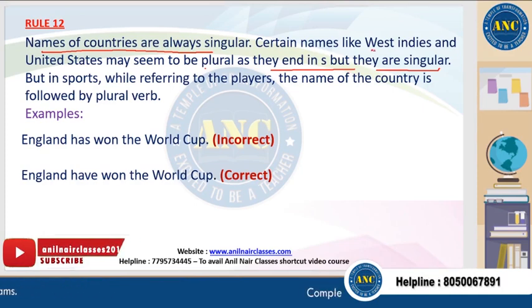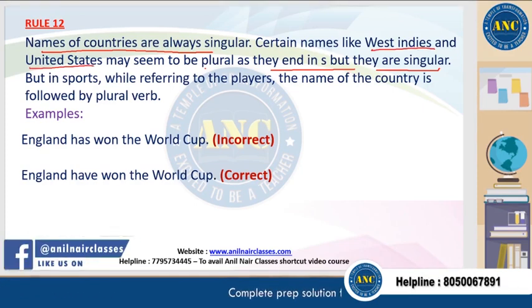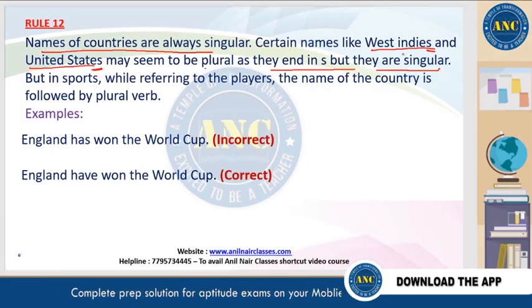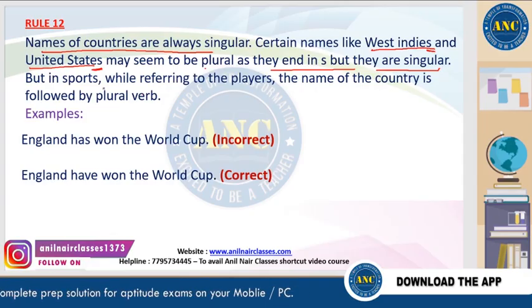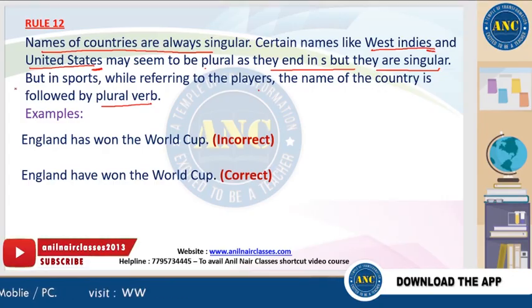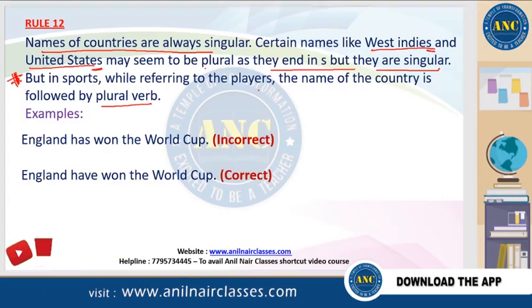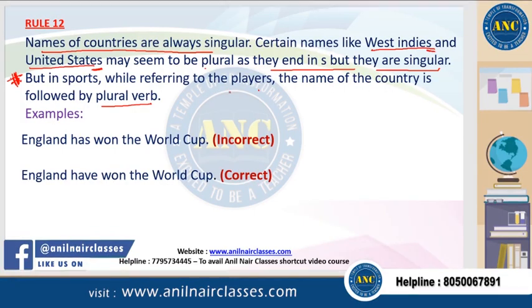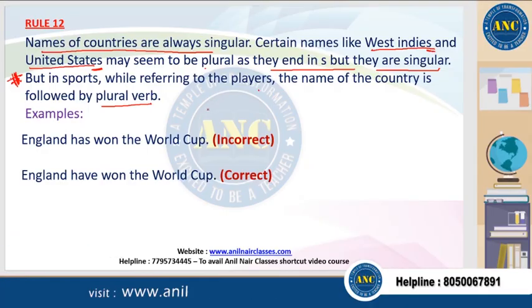See the examples like West Indies, United States. The spelling is ending in S, so we feel they look as if they are plural, but they are actually singular. But in sports, when we are referring to the players, the name of the country is followed by the plural form of the verb. This is something which you have to remember. So in terms of sports, we will use it as a plural. We are referring to the players, multiple players. So we'll use the plural form of the verb.